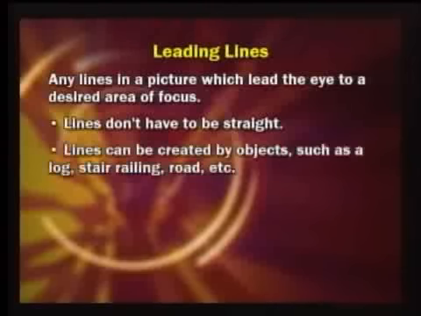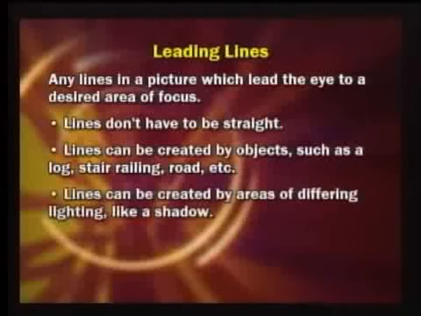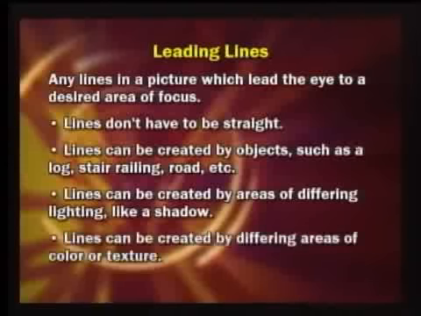They can be created by objects such as a log in a picture, a stair railing, a road, a river, you name it. These lines can be created by areas of differing lighting, like a shadow. Or in that last picture we looked at with the mountain, there's a line created because of the different lighting on the two mountains. Lines can be created by different areas of color or texture. If we've got two colors next to each other, there's a line created between those two colors.